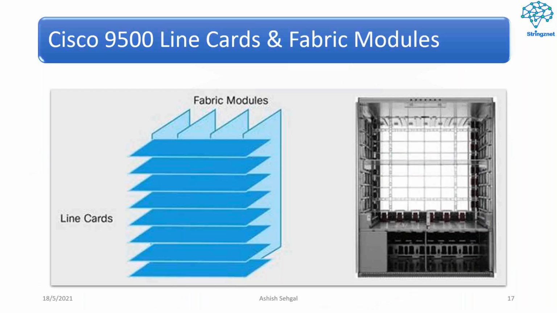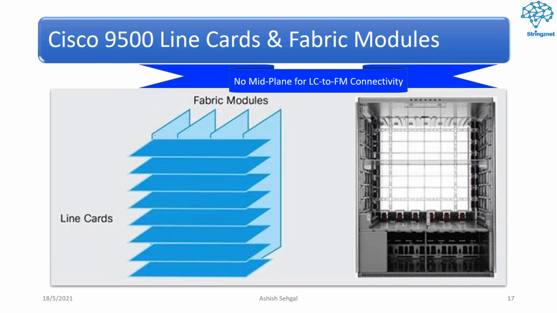All right, this is what I was telling you. The placement of the fabric module and the line card. This picture is taken from Cisco's site, and this is the first time that Cisco clearly showed the connectivity between the line cards and the fabric module. For the first time, Cisco showed us a naked chassis, and that too very proudly. Try to look into the chassis of Nexus 7000. Cisco is not going to show you the inside of the chassis.